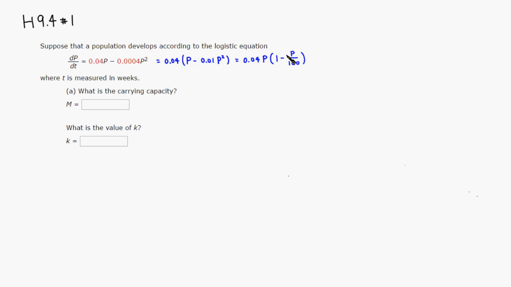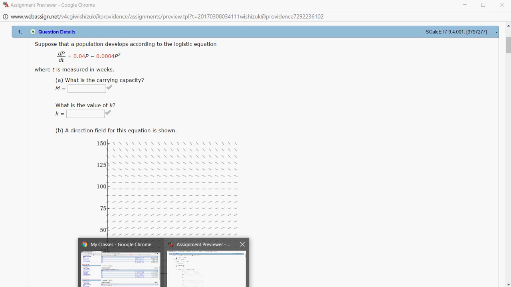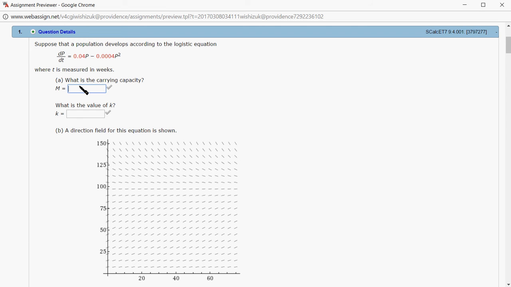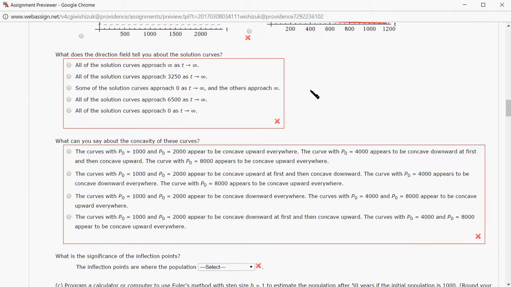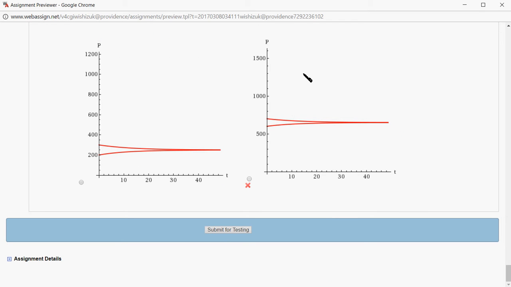So if you want to find the carrying capacity M, which shows up right here, it's 100. And the K shows up right here, so K is 0.04. Alright, let's type it in. So we found the carrying capacity to be 100 and the value of K to be 0.04. Let's check the answer. Submit for testing.